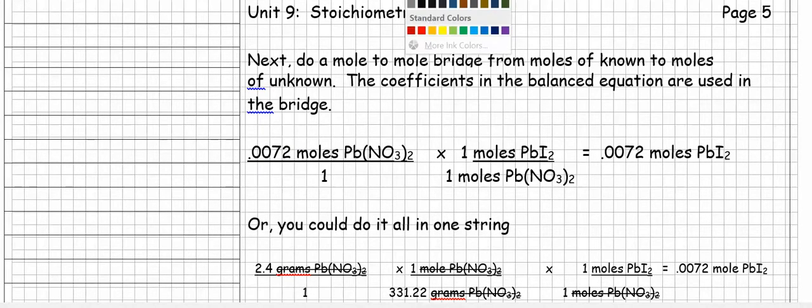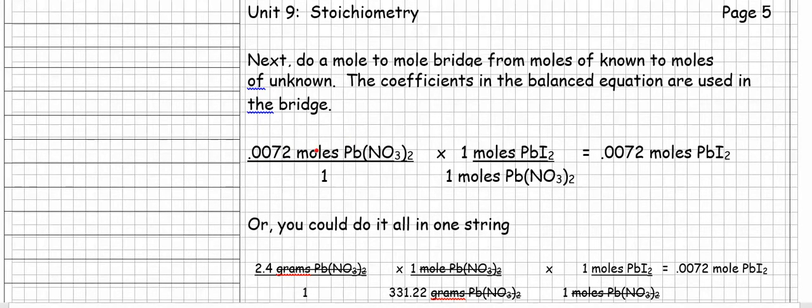So I'm going to use that in my calculations. I'm going to start with what I know, or what I've calculated, I should say, which is 0.0072 moles of lead nitrate. Put it over 1 times, and here's the relationship.